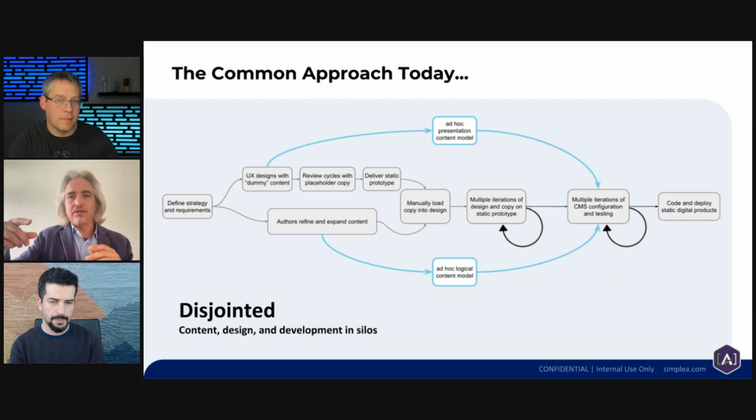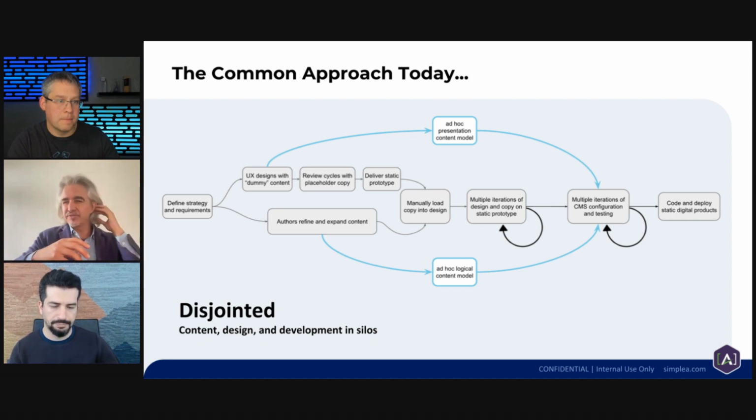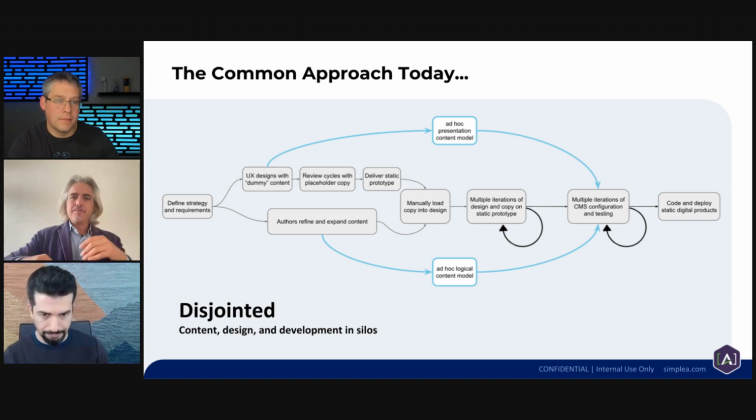Meanwhile, the authors are also having to work on content, and they're creating a logical content model of, okay, there's going to be a headline, an offer title and an offer ID, and I'm going to need to tag it so I can present it. So they're coming up with stuff as well, sometimes in a spreadsheet or a document like a Word doc or Google Doc. Those are ad hoc models as well. So those models aren't getting reconciled, and the prototype isn't matching the content.